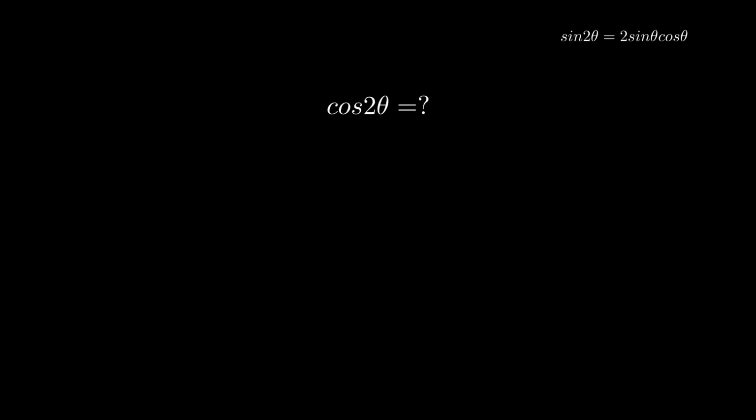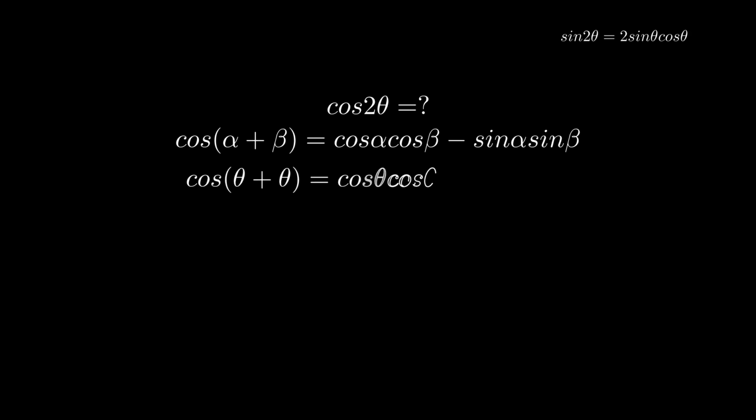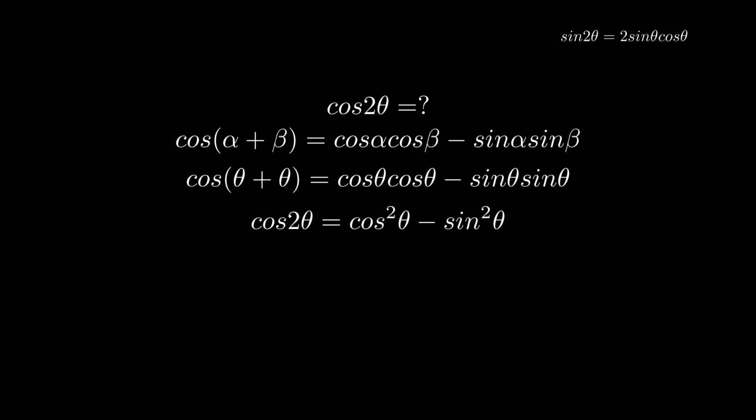Same thing goes on with cosine. We change alpha and beta into theta. Right hand side of cosine of 2 theta can be rewritten using only sine or cosine.